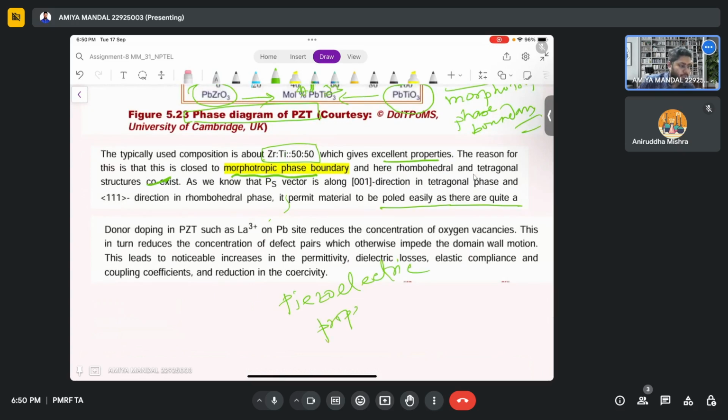Piezoelectric property, d33 value is much increased. Okay, d33 value is increased.